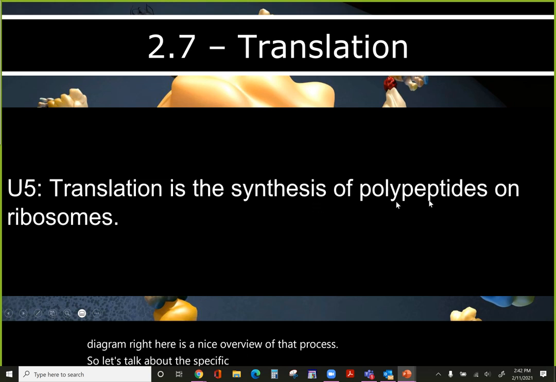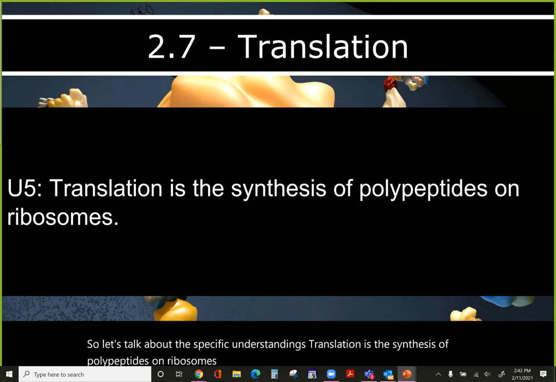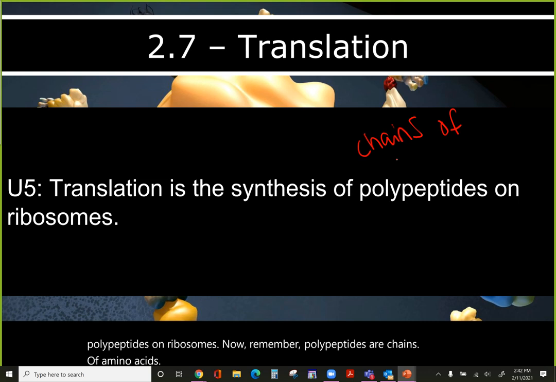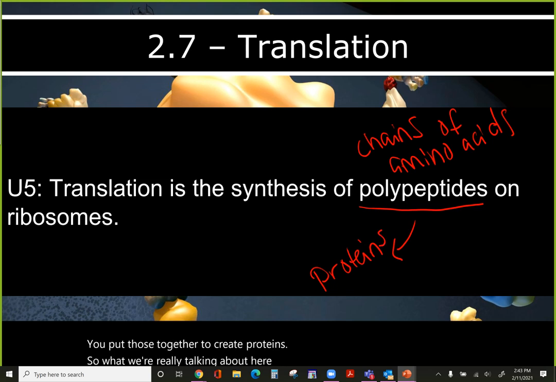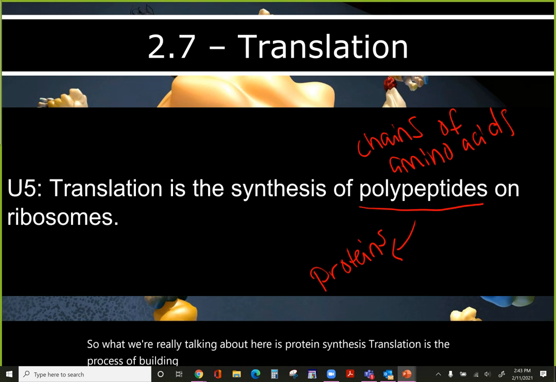Translation is the synthesis of polypeptides on ribosomes. Now remember, polypeptides are chains of amino acids. You put those together to create proteins. So what we're really talking about here is protein synthesis. Translation is the process of building proteins from information stored in RNA.